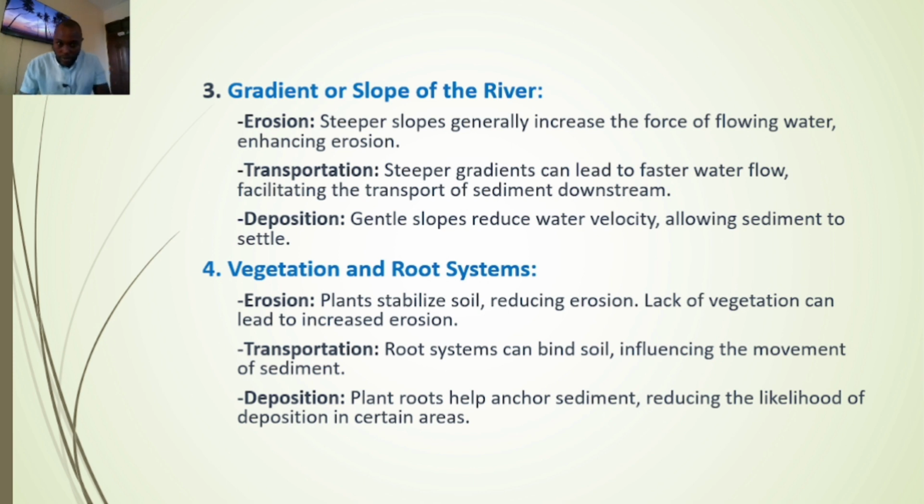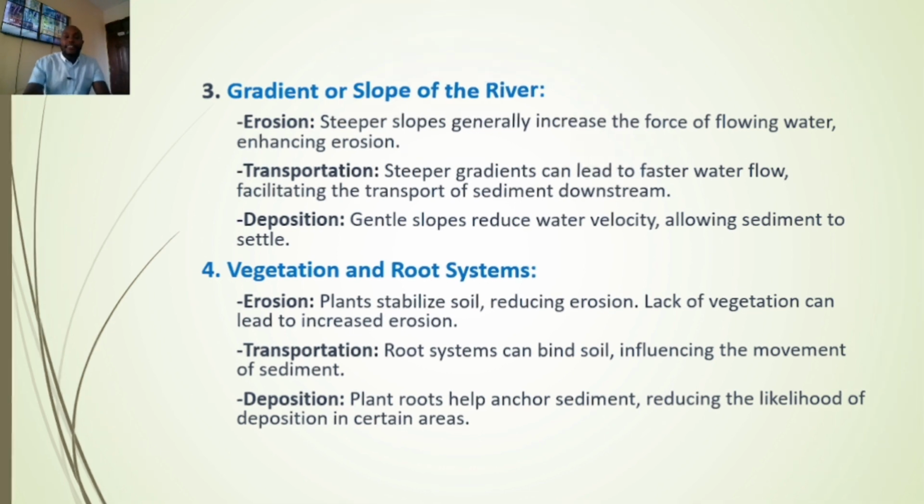How does it influence transportation? Root systems can bind soil, influencing the movement of sediment. And then we talk about deposition. Plant roots also help anchor the sediment. Remember, when a river meets vegetation or a root system, it's going to anchor those sediments, so it reduces the likelihood of deposition in certain areas. So a river is flowing, it meets some root system, and the root system is going to anchor those sediments.